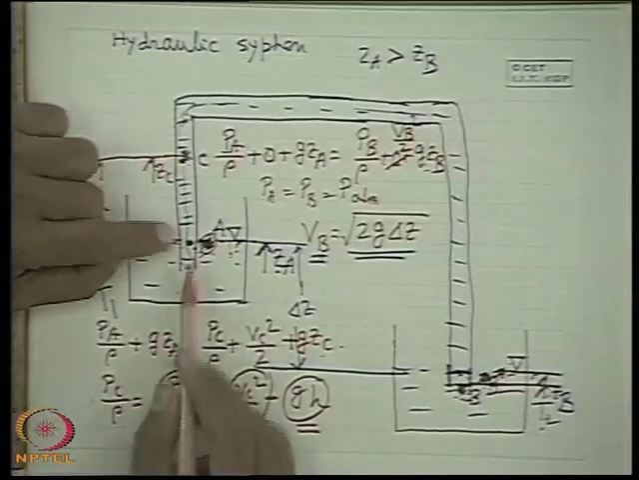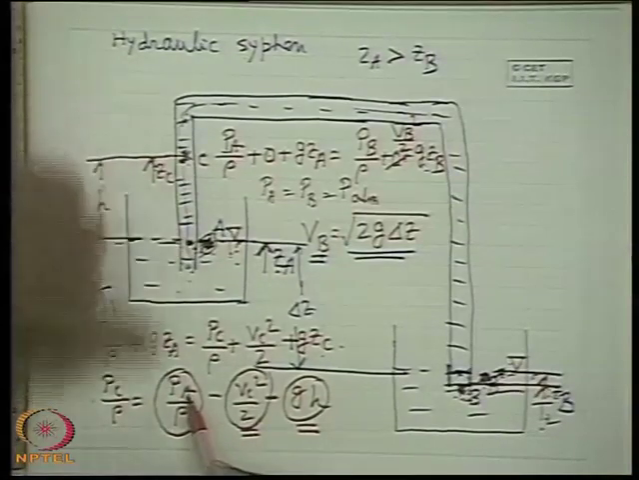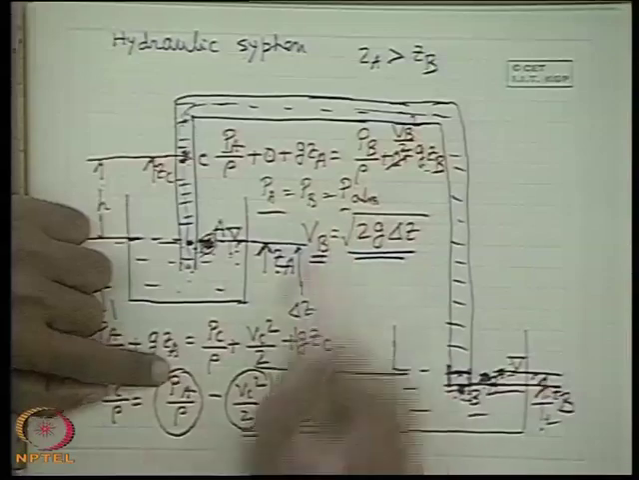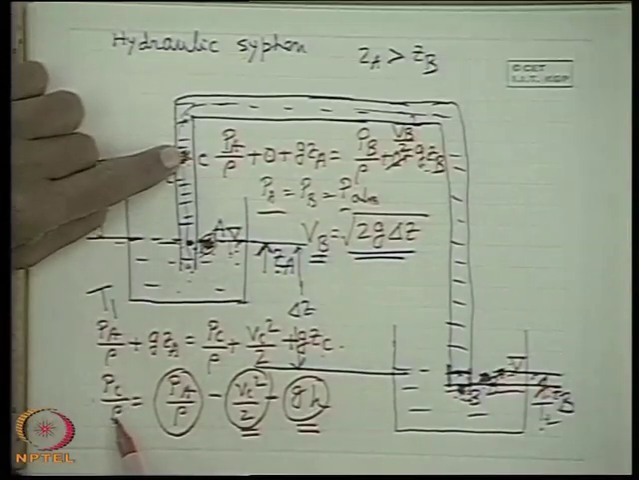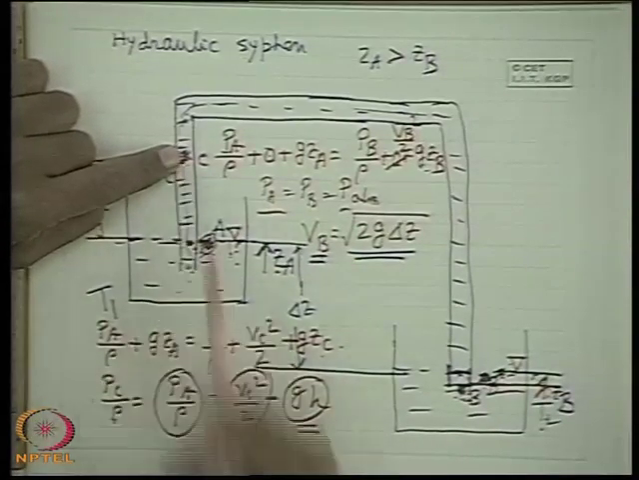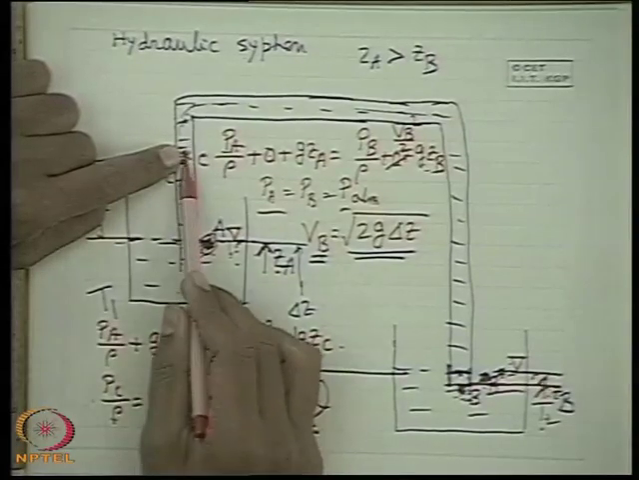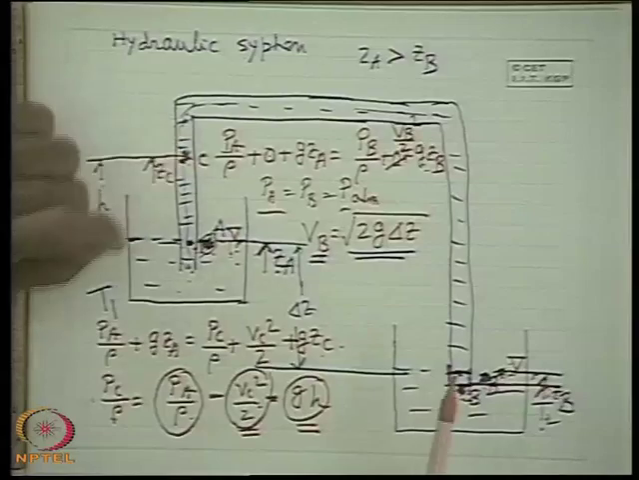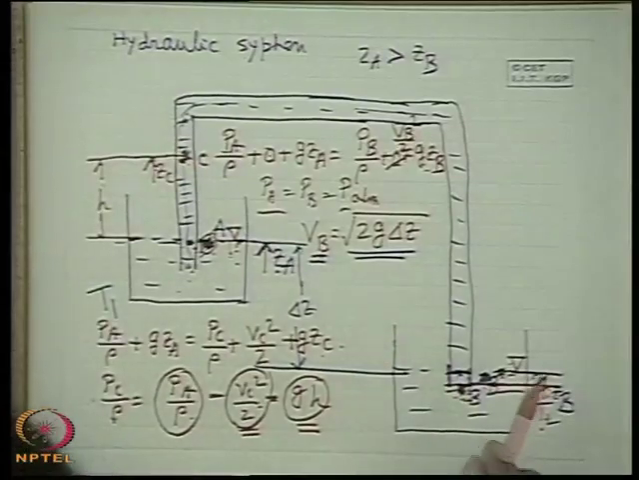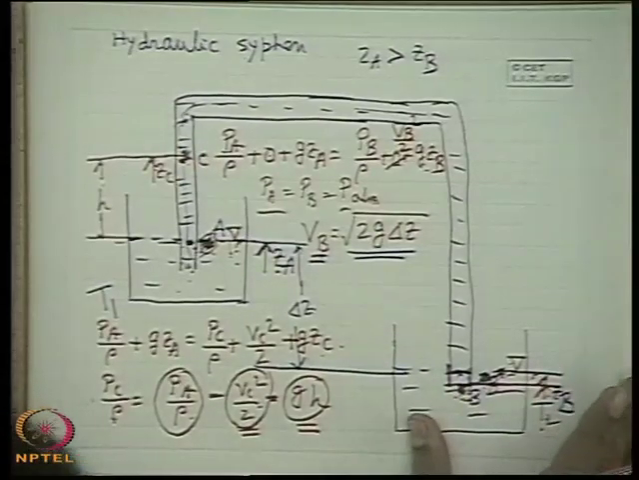So if the pressure at A is atmospheric, as we have already written, then the pressure at C is lower than the atmospheric pressure by this amount, Vc square by 2 plus gH. So therefore the pressure is vacuum pressure. Now you see, if we consider the losses, what will happen?